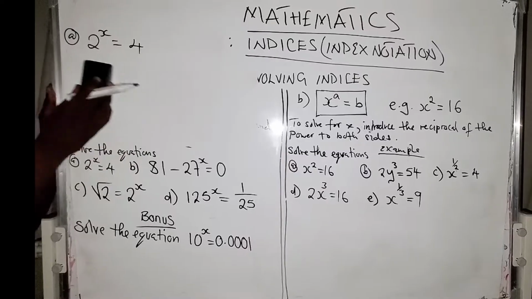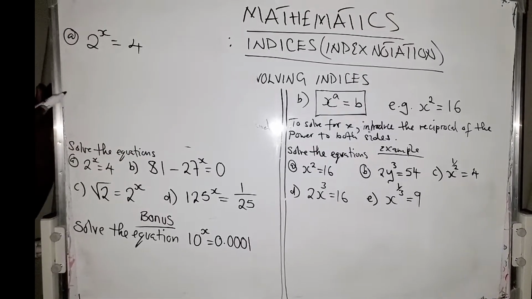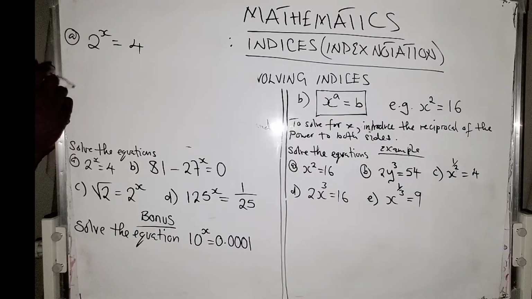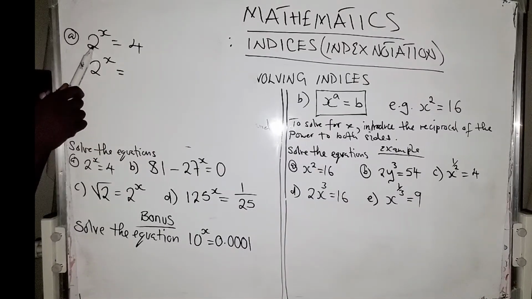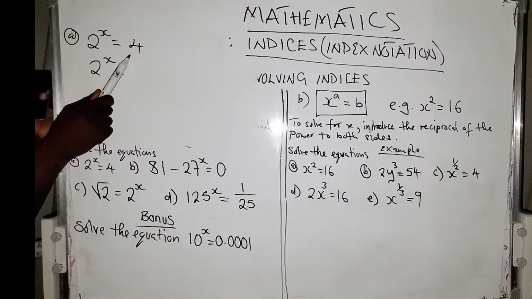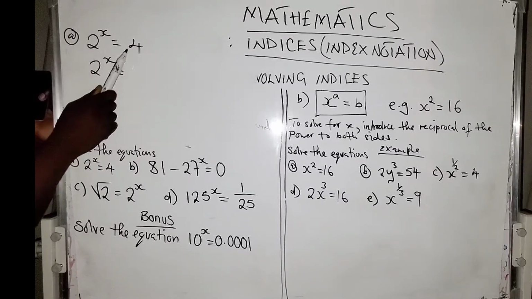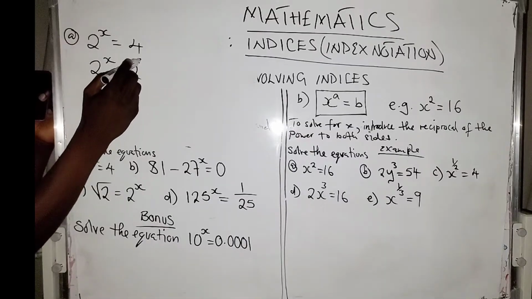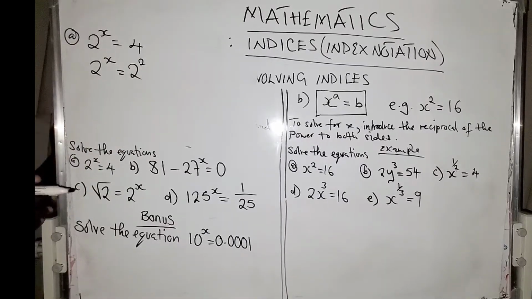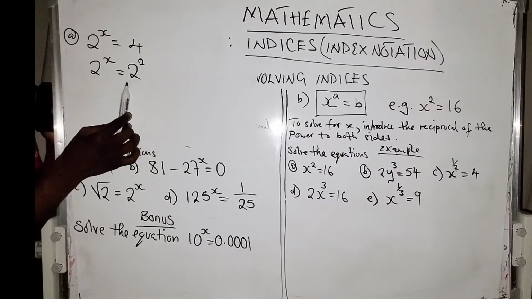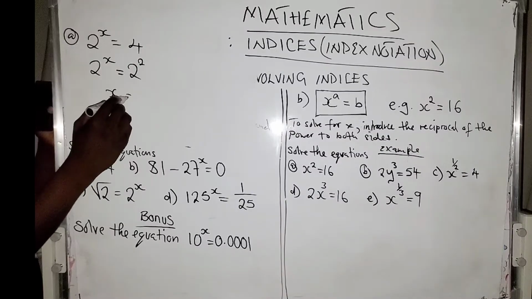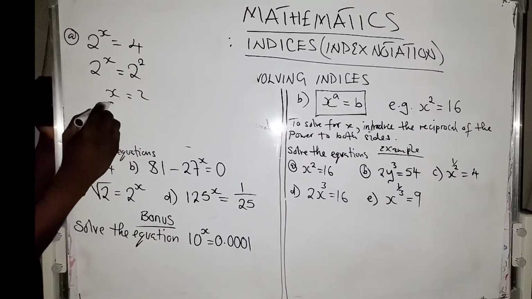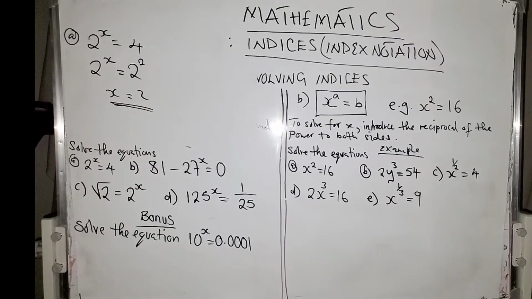So what we're going to do here is make the bases the same. Are we together? Bases the same. Since this is 2 to the power x, can we change 2 to a base of 4? No. But 4 can be changed to a base of what? 2. 4 is the same as 2 to the power 2. Now we have the same base. When bases are the same, we equate the powers. So here the power x is equal to 2. Can you simplify further? No. So the answer is x is equal to 2.